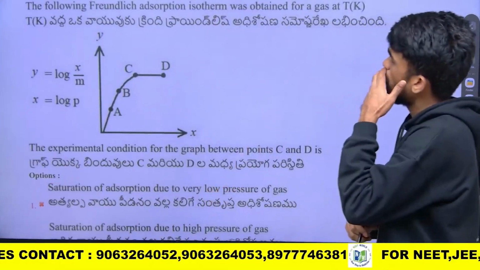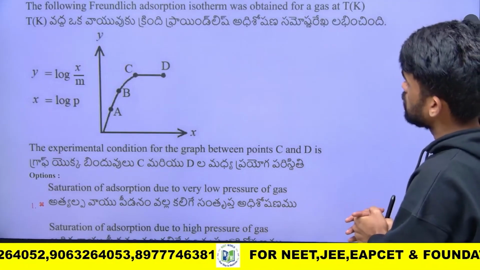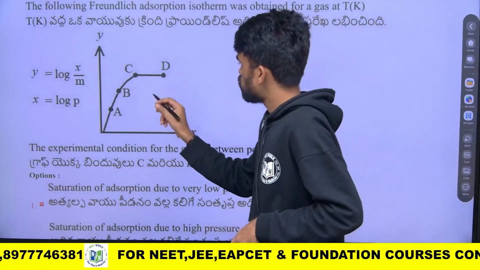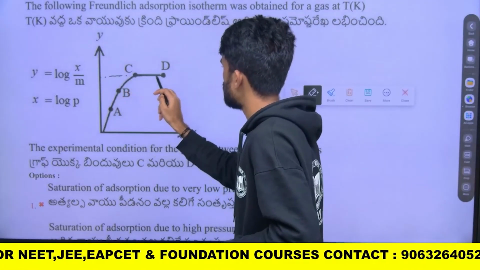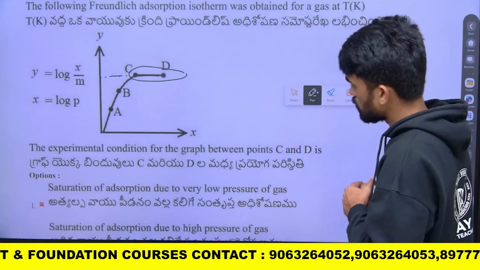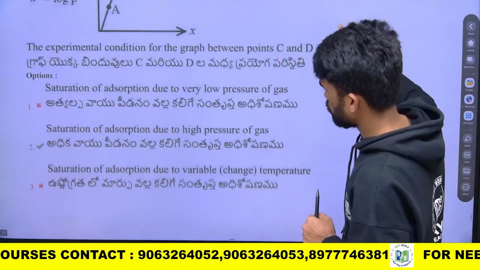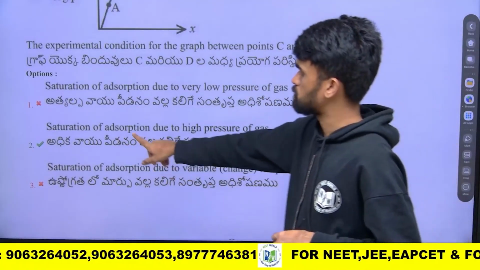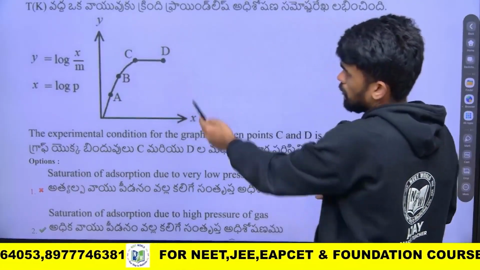Okay. The following Freundlich adsorption isotherm was obtained for a gas. Now the experimental condition for the graph between C to D: how is it looking? It is a straight line. So it is a straight line, which means it reached the saturation point. So I can say saturation due to high pressure of gas. Yes, saturation of adsorption due to high pressure of gas. So here we have option number 2 for this question. That is why the graph is like a straight line here.